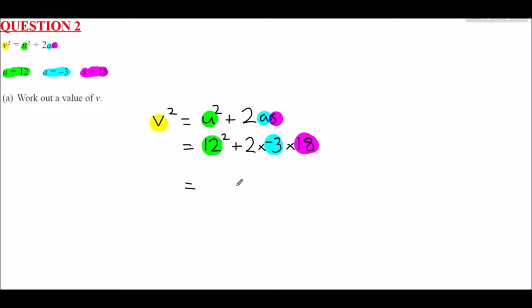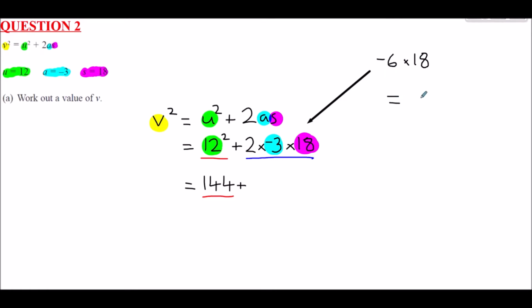So 12 squared, you should know all the square numbers ideally up to 15, maybe even beyond. 12 squared is 144, so you can write that down straight away. This one here, remember BIDMAS, we're going to do the squaring and the multiplying first. We're going to leave this adding till last. So we've done 12 squared, which is 144. We're now going to do 2 multiplied by negative 3 multiplied by 18. Well, 2 multiplied by negative 3 is going to give us minus 6. And we're going to multiply that by 18.